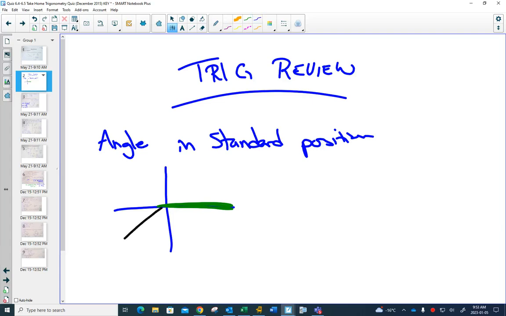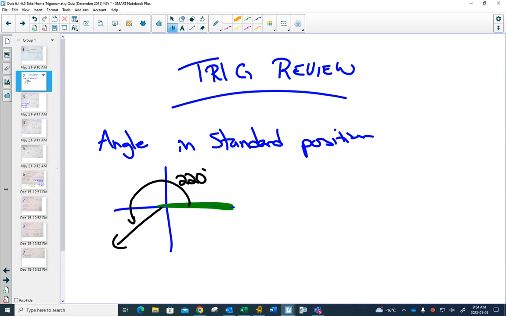So if I had an angle here in quadrant 3, it would go 90, 180, and then whatever it is, if I was estimating this, that might be an extra 40 degrees. That would be an angle in standard position.